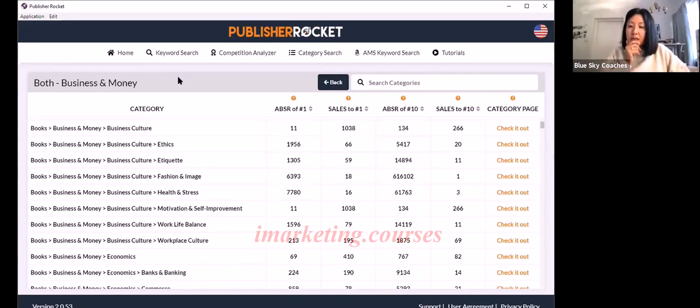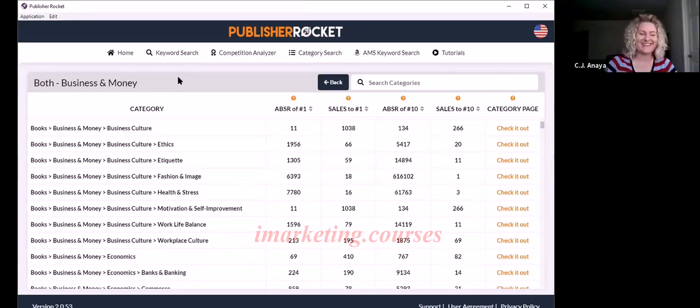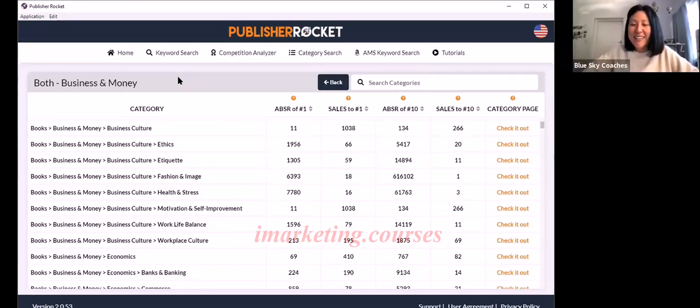Louise, how many categories can you add? Up to 10. But it needs to be relevant. I know that some people are trying to be a little bit smart ass, trying to add categories that are not relevant to their book. Don't do that. Don't do that.